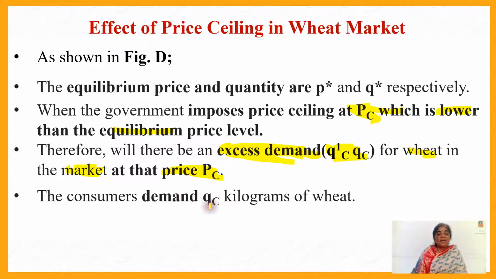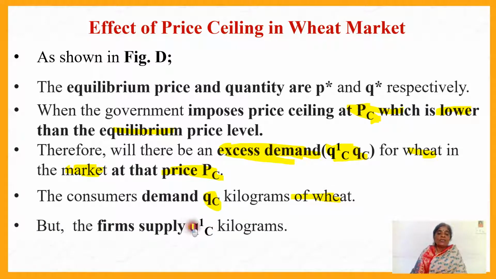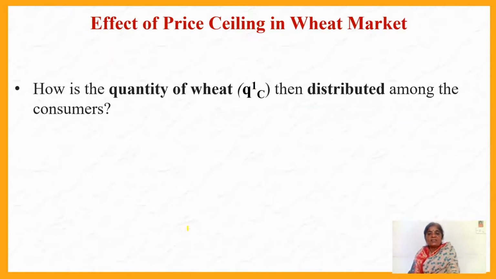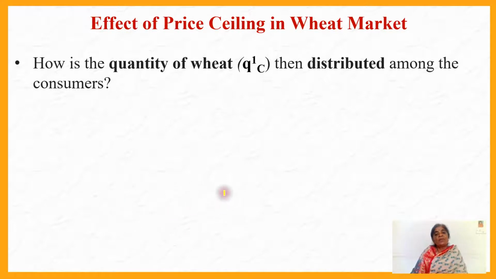QC kilograms is the demand for wheat by the consumers, but firms are supplying only Q1C kilograms. Therefore, demand is greater than supply. That situation is called excess demand. In our diagram you can see the quantity of wheat supplied is Q1C at the price control price. Therefore, the quantity demanded QC is very much larger.